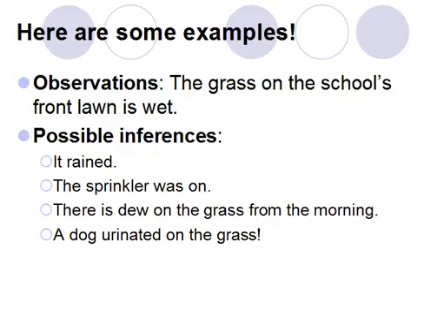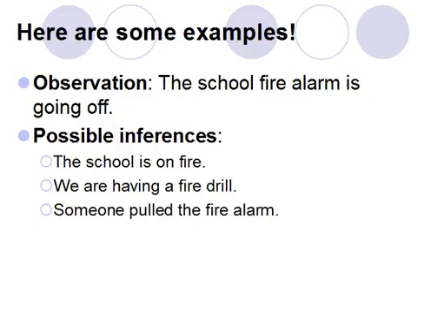Here are some examples. An observation: the grass on the school's front lawn is wet. How can we explain that observation? A possible inference would be, it rained last night, or the sprinklers were on this morning. There's dew on the grass from this morning, or maybe even a dog urinated on the grass. Really, it could have happened. All of these inferences could possibly explain why the grass is wet. They're all based on prior experience. We've all seen rain, we've all seen a sprinkler, morning dew, or dogs going to the bathroom on the grass.